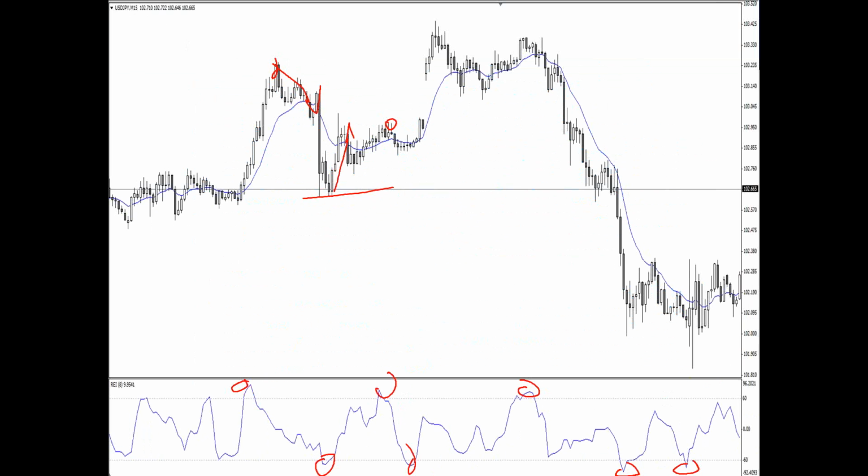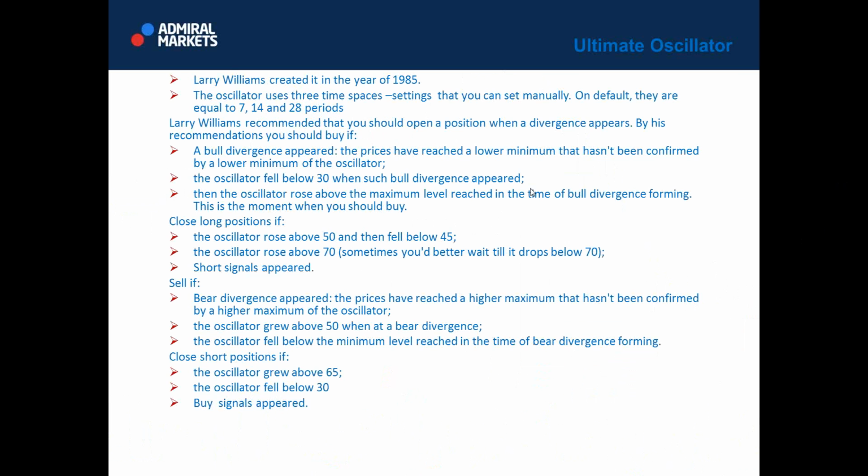So another confirmation signal should be used. You need to have another indicator to confirm, but as a sole indicator it can also do quite good, as you can see how it spots probable reversals on lower time frames.